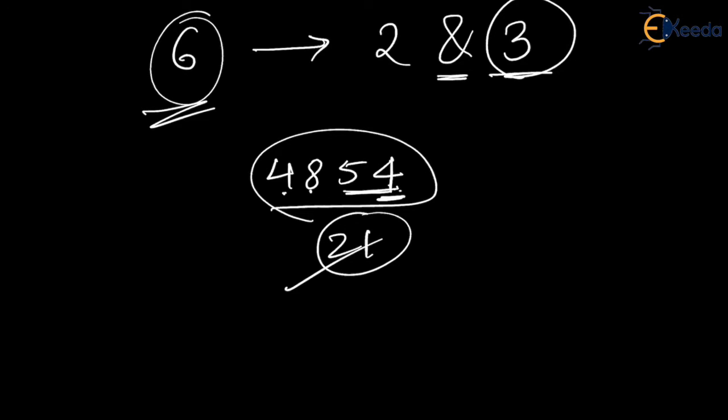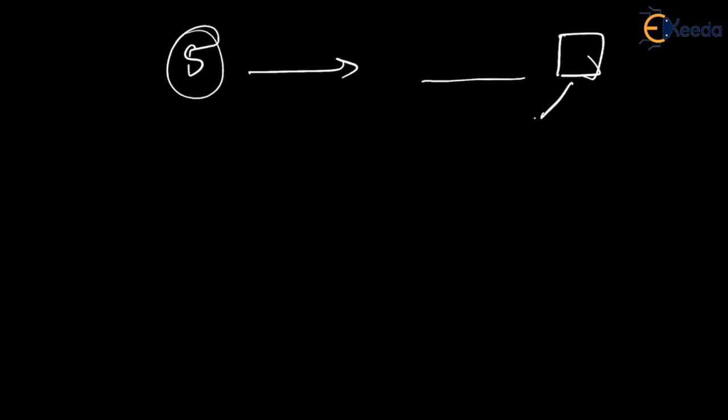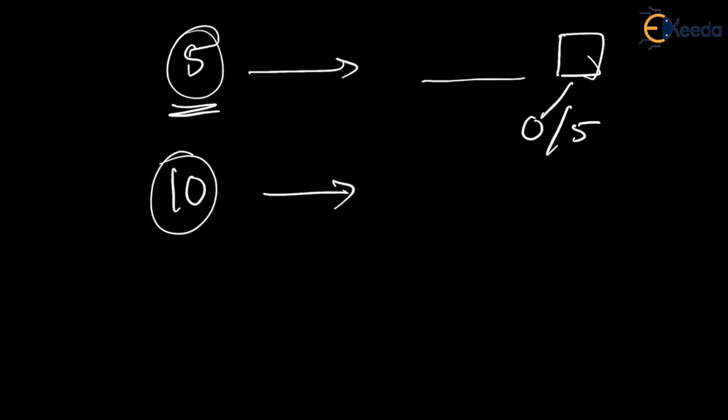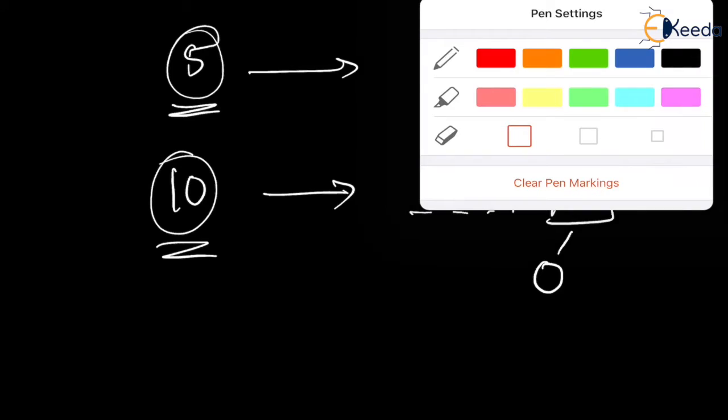Now let us understand for 5. When can you say a number is divisible by 5? It's a very simple way to understand. Anywhere, anytime your last digit is either 0 or 5, it has to be divisible by 5. How do you check a number is divisible by 10? Anywhere your last digit is 0, it has to be divisible by 10. I hope everybody is clear with this.